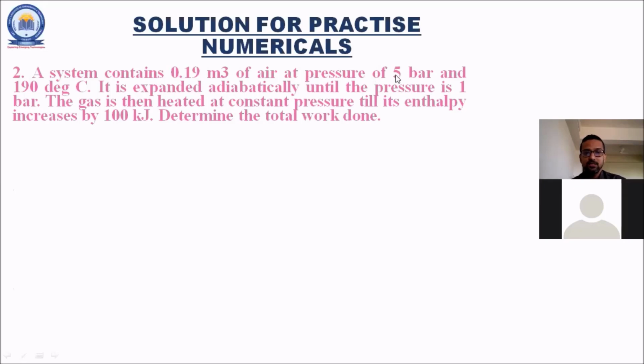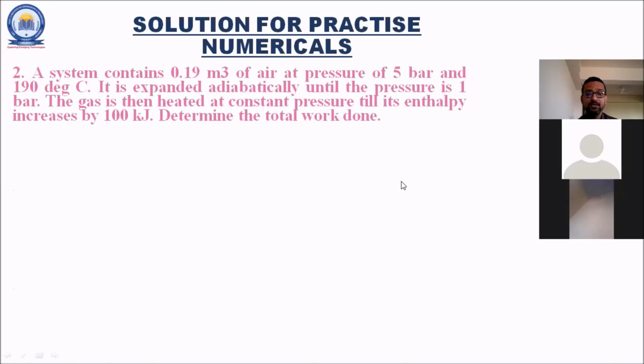So the next numerical tells that a system contains 0.19 meter cube of air at a pressure of 5 bar and 190 degrees Celsius. It is expanded adiabatically until the pressure is 1 bar. The gas is then heated at constant pressure till its enthalpy increases by 100 kilojoule. Determine the total work done.